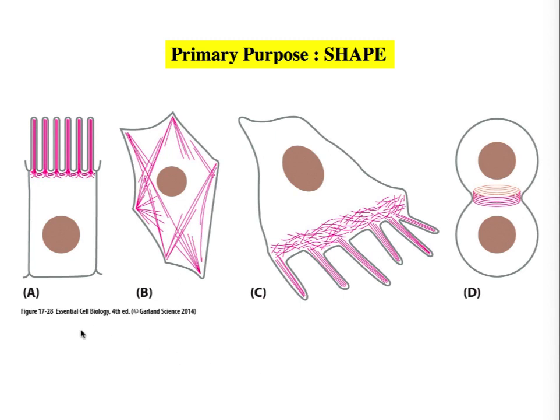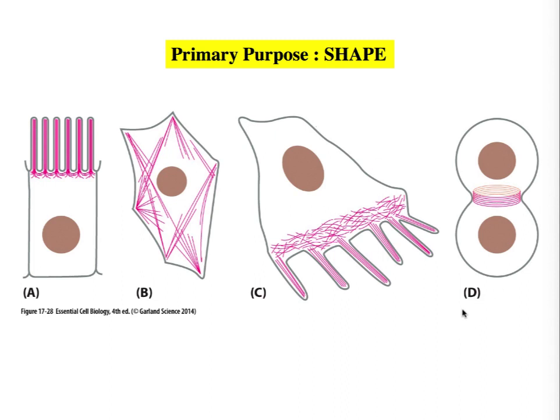In Panel A, we can see the existence of microvilli, which increase the surface area of a cell, and those microvilli's shape is maintained by the presence of stable actin filaments. In Panel B, we see some contractile bundles in the cytoplasm of that cell, which allow that cell to maintain its shape. In Panel C, we see a cell that is moving along the substratum towards the bottom right-hand side. This is what you see when you look at an amoeba cell crawling along the substrate.